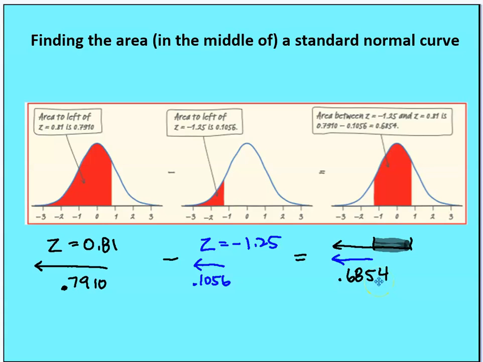So 68.54% of the area under this curve, or the distribution of some event, is represented in this band of the distribution. Okay, so that's how you find area in the middle of a standard normal curve. So we talked about to the left of, to the right of, and then in the middle.